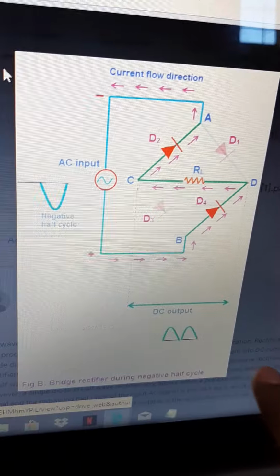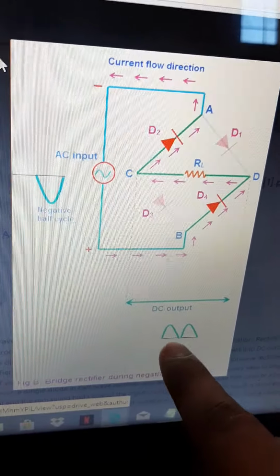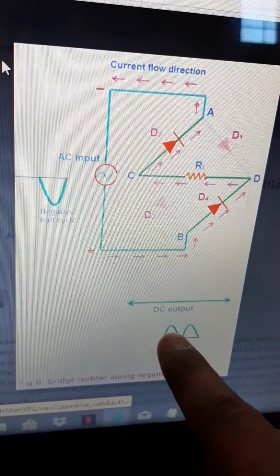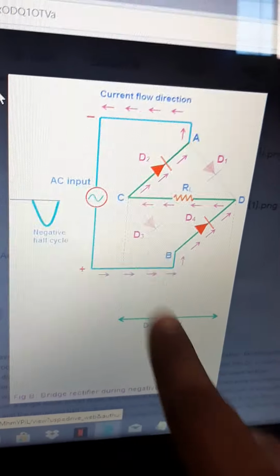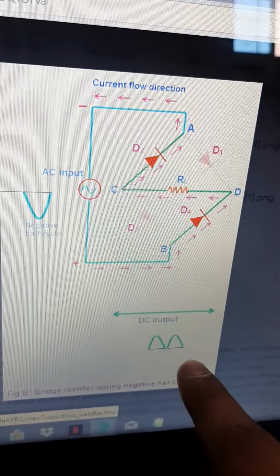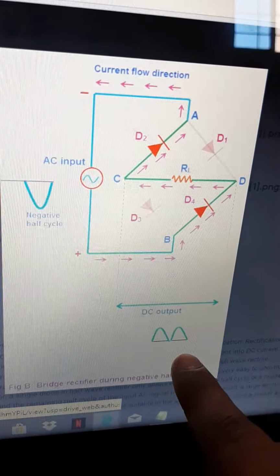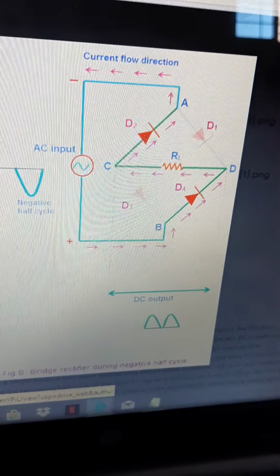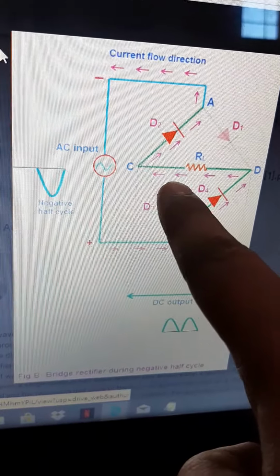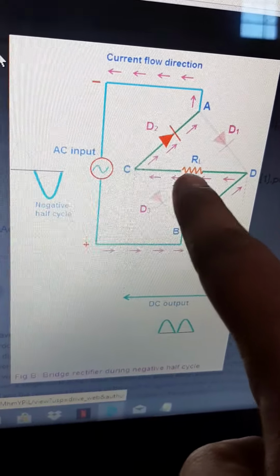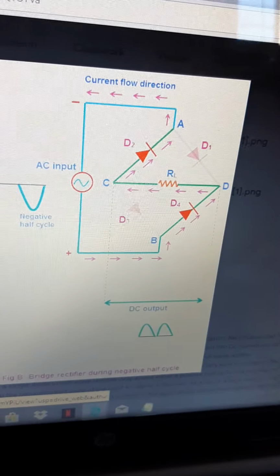So in this way, during the positive half cycle of the AC signal we get a positive half cycle, and during the negative half cycle of the AC signal we again get a positive half cycle. So in this way we get the pulsating DC at the output, across the load resistance RL.